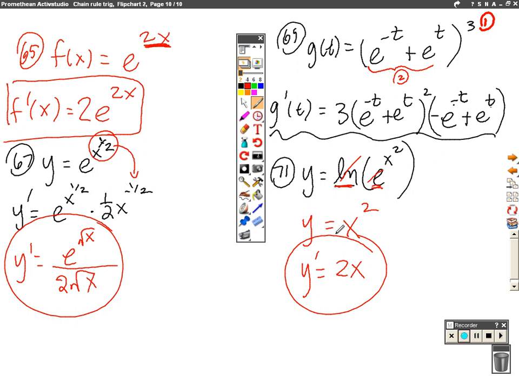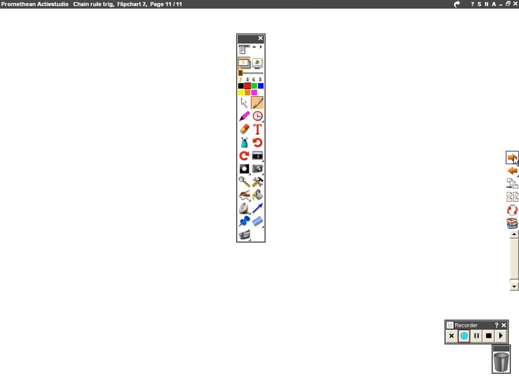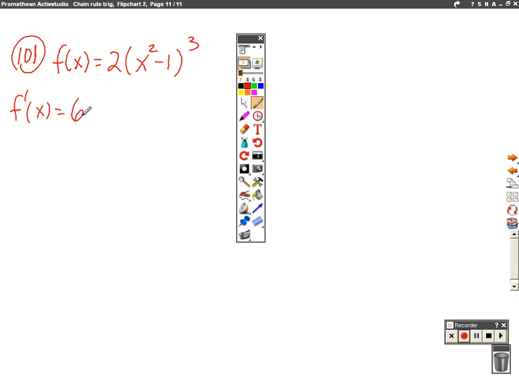All right, let me look at 101 and 103, and then you guys will get working on your quiz, and I know that you will do well. And these trig ones, of course, are not on your quiz today. We're finding the second derivative of this function. So we have 2x squared minus 1 to the third power. So the first derivative of this, using the chain rule, would be 3 times 2 is 6 of the quantity to the second power. That's the derivative of the outside, times the derivative of the inside, which is 2x. Cleaning that up, I'll get 12x times x squared minus 1 to the second power.